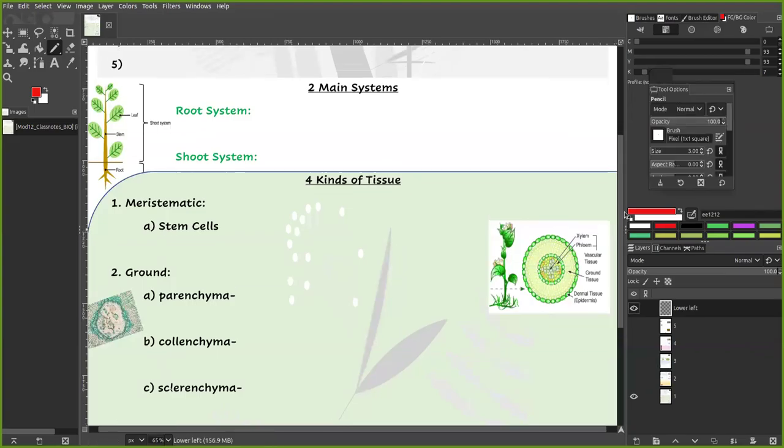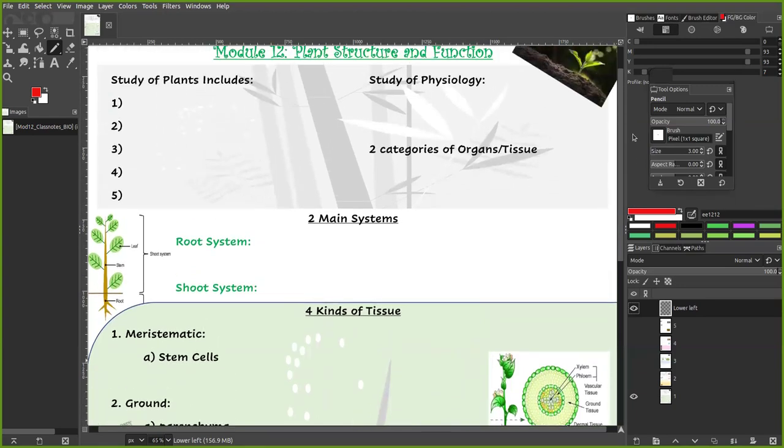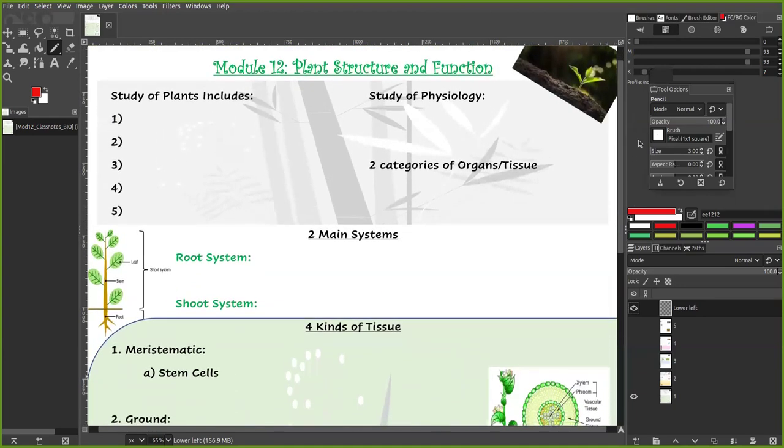Hello, everyone. This is biology. We are working on module 12, talking about plants. Today, we're going to be working on page 1 and 2 of the class notes.